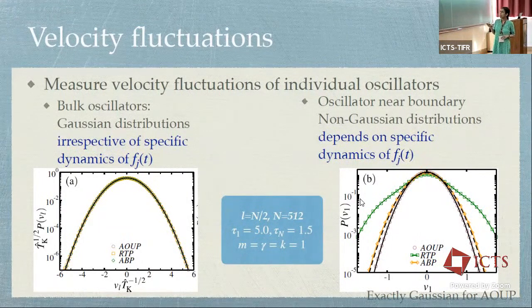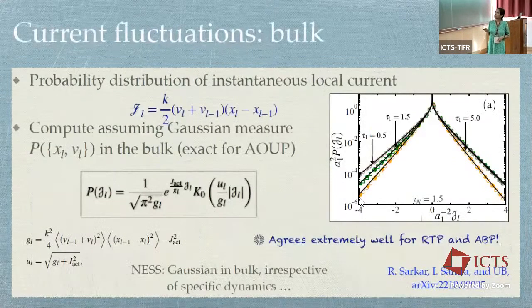On the other hand, if we look at the boundary velocity distribution, then of course we'd expect some signatures, and there it is. The green curve is the boundary velocity distribution for the RTP driven case, and these two are AOUP and ABP. So RTP and ABP are not Gaussian. AOUP, of course, has to be Gaussian. The process itself is Gaussian. But in the bulk, we don't see any signature of the specific drive.